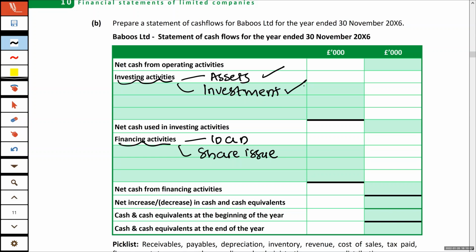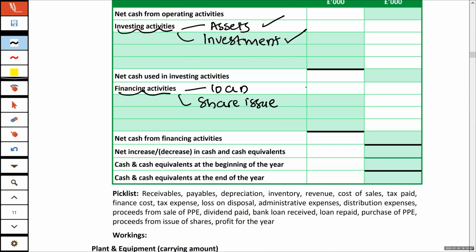And all of this, the key thing is to make sure whatever we have at the start of the year in cash and the end of the year. And that is what we are trying to explain. Why is my cash balance changed from X to Y?